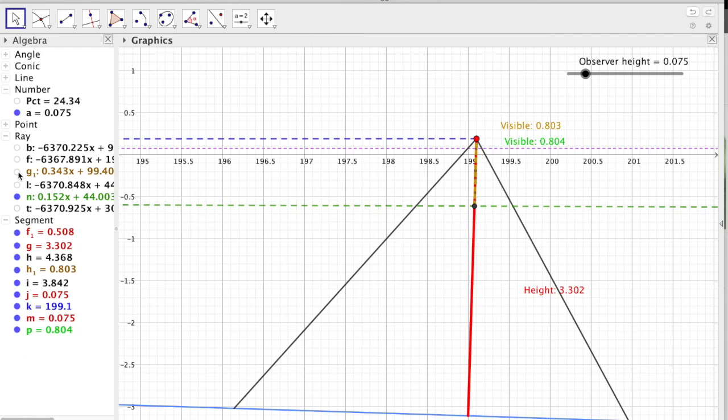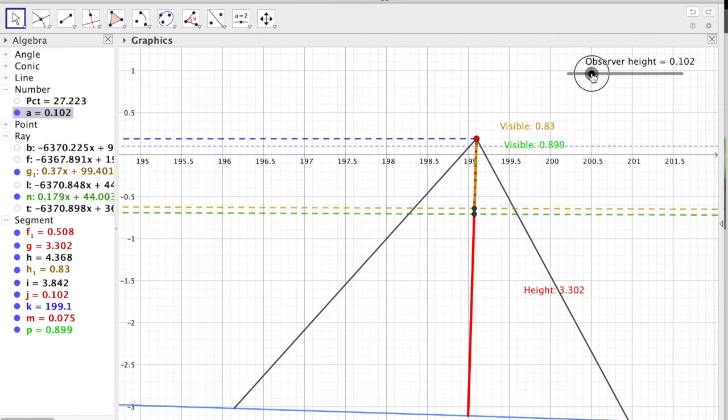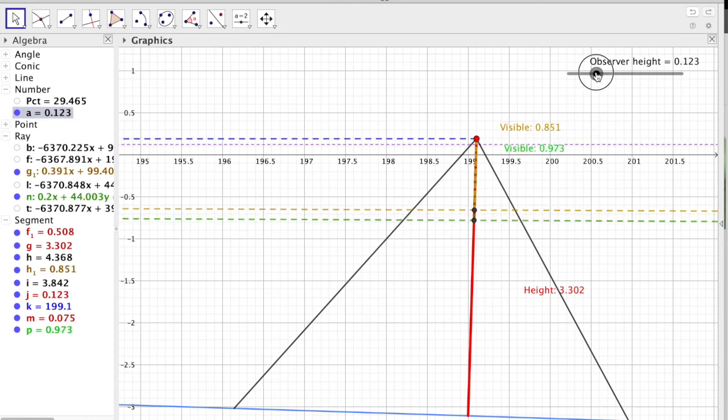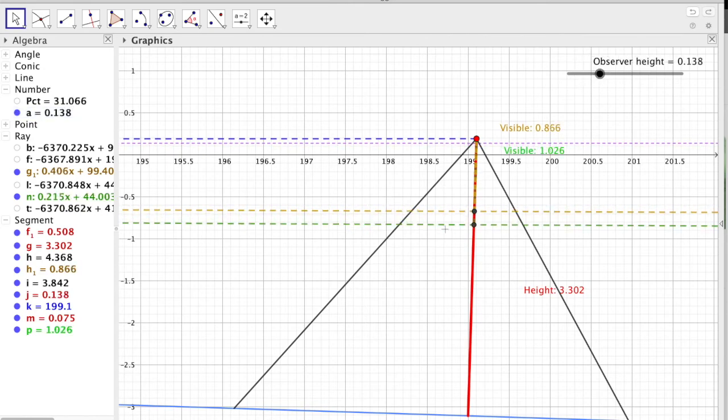But first I just want to turn on this brownish line. And you'll see that if I raise the observer height even more, the difference between these two gets bigger. And what I would say now is that what's visible, if you have this observer height, is around 800 meters.